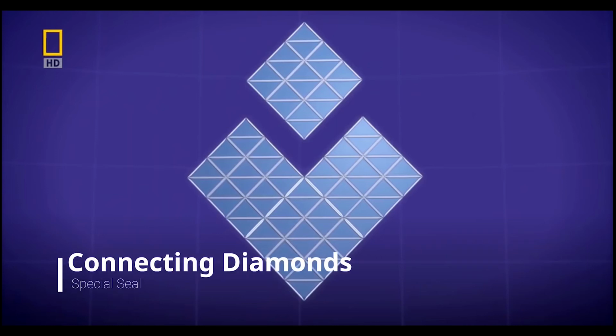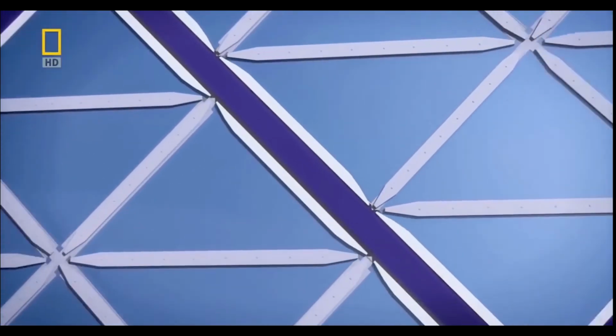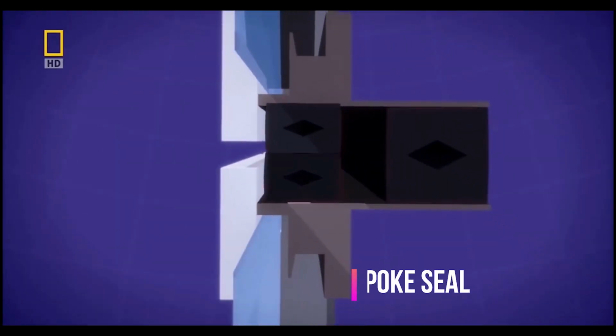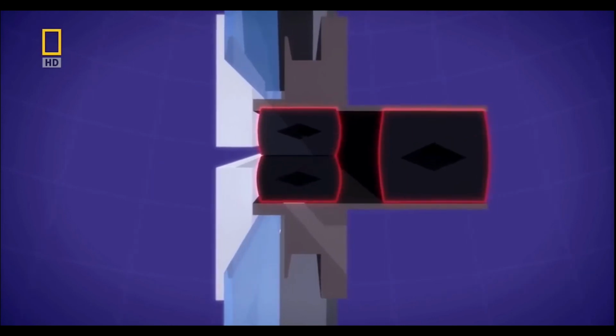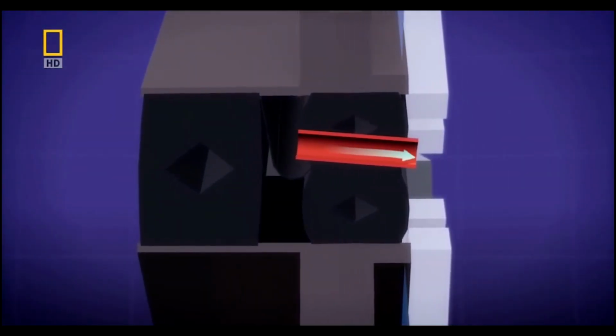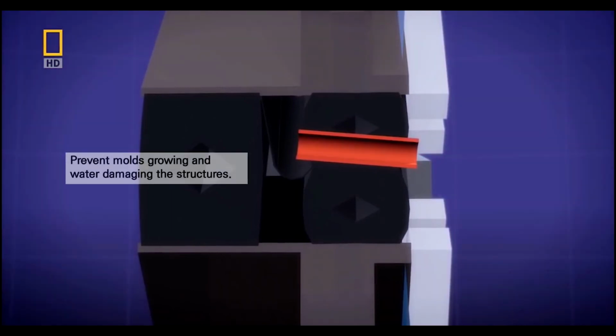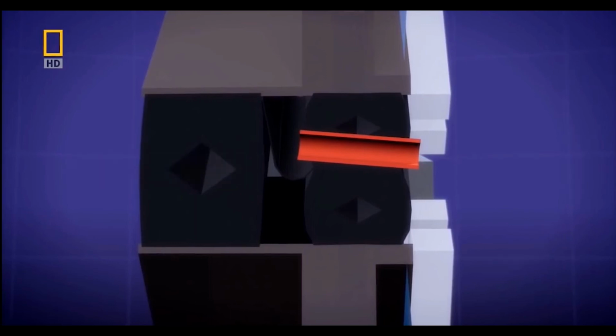They used a special system in connecting the diamonds too. Diamonds connect to each other by a two-layer bespoke seal. Flexible spongy seal allows the facilitation of movement and keeps the water out. But if any water does seep through the outer seal, drainage tubes fitted at intervals let the water flow out to prevent molds growing and water damaging the structures.